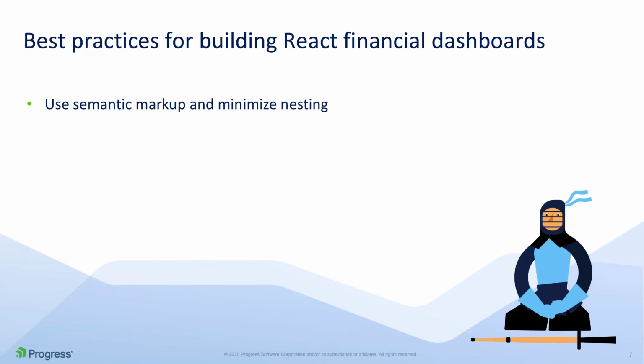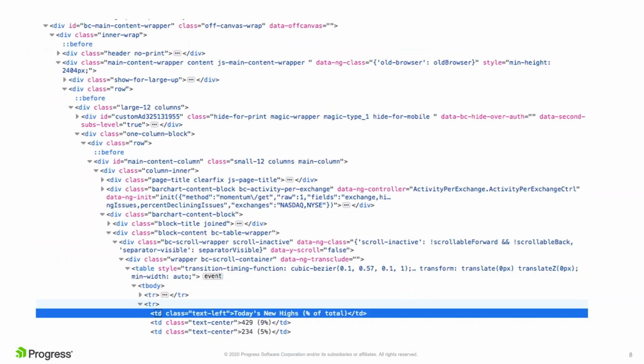So the first best practice I have is to strive as best you can to use semantic markup and to try to minimize the amount of nesting you do in your applications. Because I'm sure if you've been doing web development long enough, you've all built apps that look like this, or perhaps far worse. I know I'm guilty of creating absolutely horrific HTML structures. But the reason this is important is dashboards, because they are so large, and because they are also the types of apps that tend to stick around for a long time.